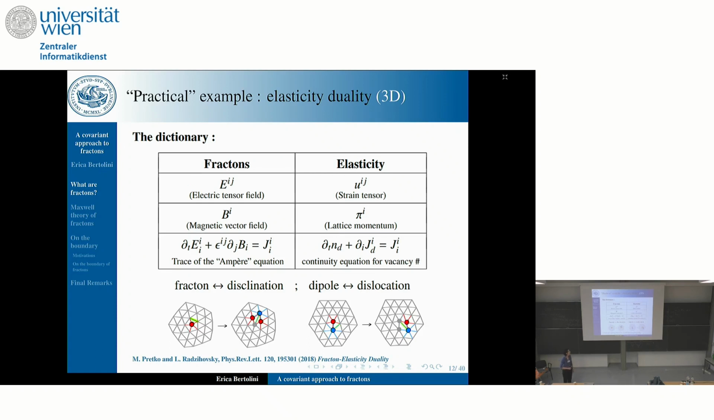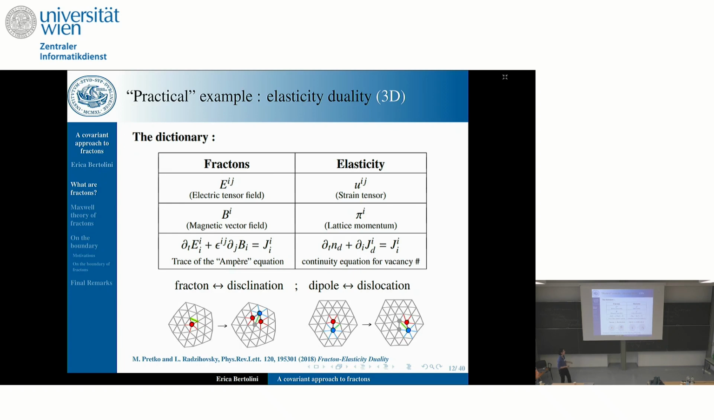I was mentioning the interesting duality between fractons and elasticity, which is a nice practical example of where one can see fractonic-like behavior, in which the duality involves the electric tensor field and the magnetic vector field related to the strain tensor and the lattice momentum of the theory. And this is a duality that only exists in 3 space-time dimensions. That's because that's the only case in which the magnetic vector field for fractons is a vector, so it can be mapped into the lattice momentum.